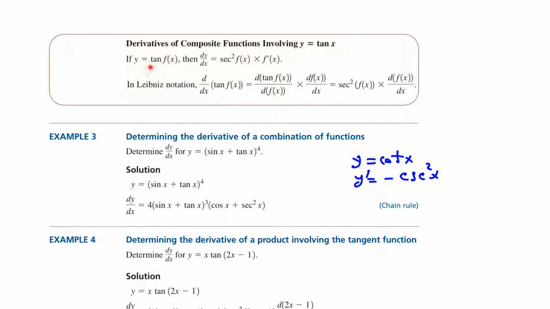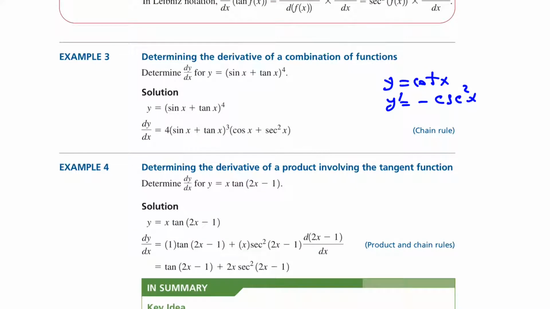Derivative of y equals tan of f of x is f prime of x secant squared of f of x. Let's find derivative of sine of x plus tangent of x to the power of 4. If we use power rule for functions, derivative would be 4 times 1, which is 4, sine of x plus tan of x to the power of 3, times derivative of the function inside bracket, derivative of sine of x plus tan of x, which is cosine of x plus secant squared of x.